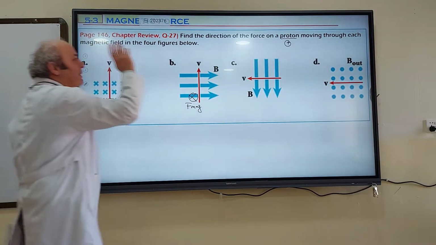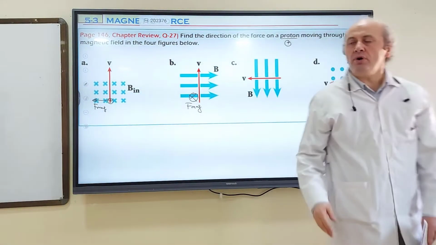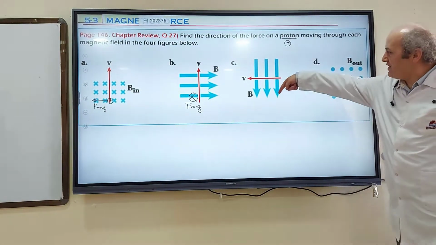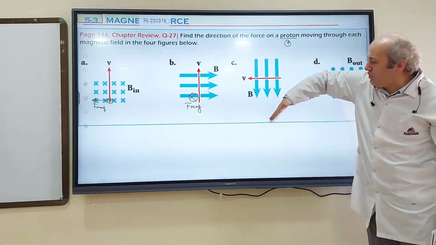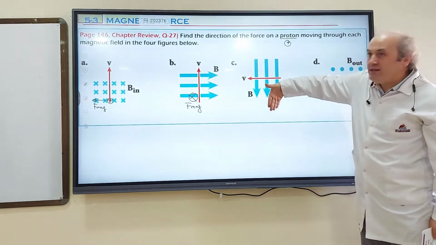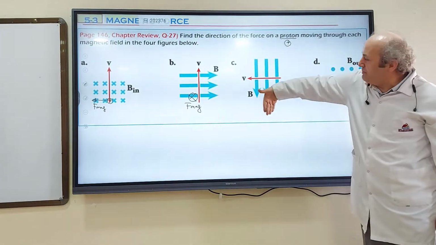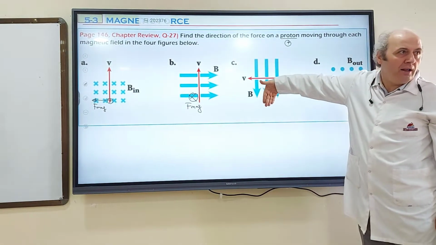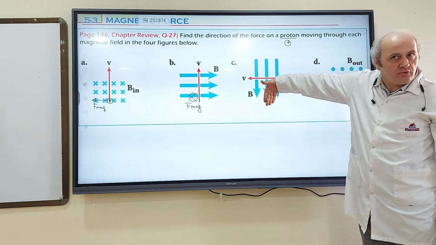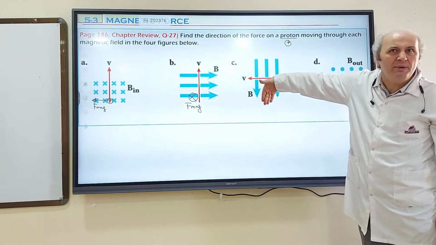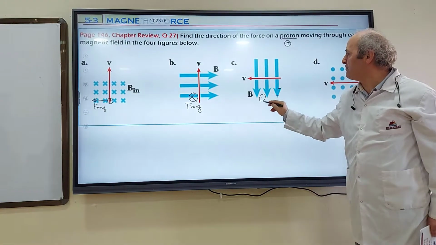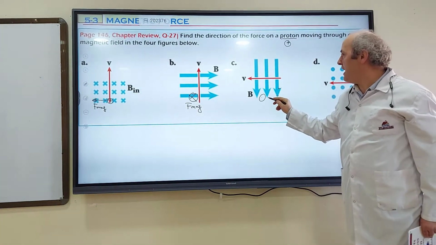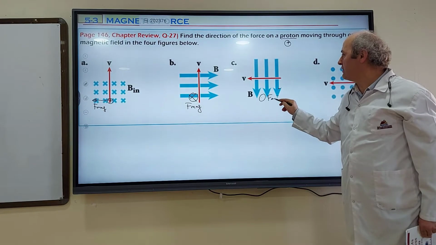Now let's apply C. First of all, I will do it on the board. The magnetic field now is down to the board, is it? So my forefinger must show down to the board, correct? And V must show to the left. And my thumb is showing to the left. Look at my palm. Palm, out of the board. It's out of the board, is it? It's going to be that. In here, it's going to be that. The magnetic force acting on the proton is going to be that. F magnetic is going to be that.